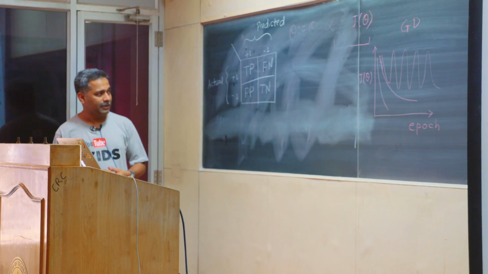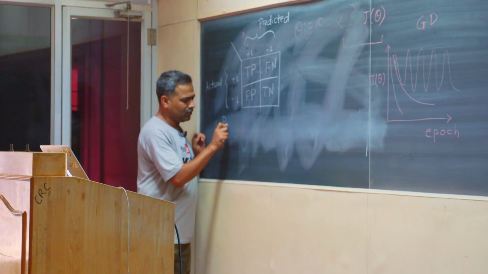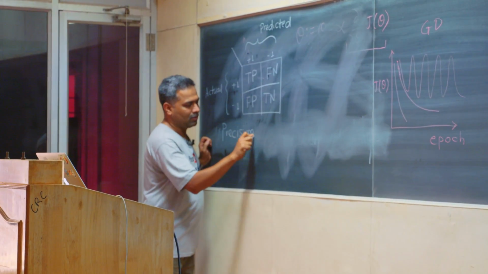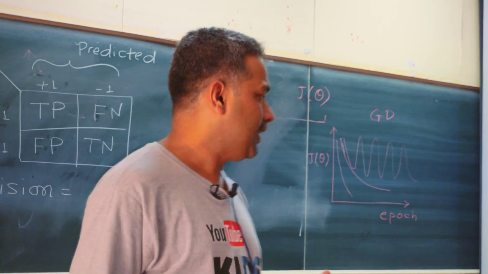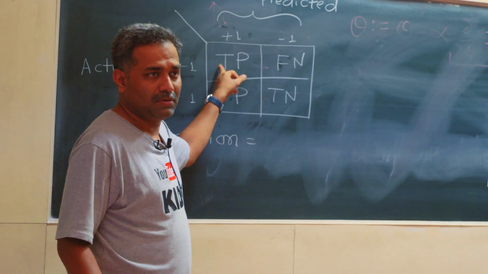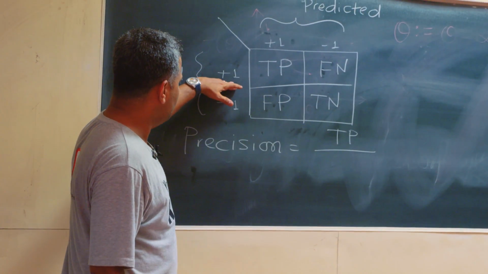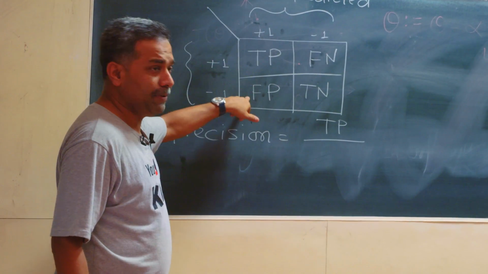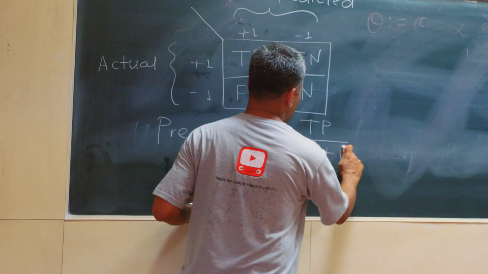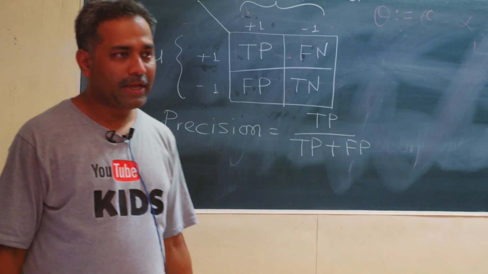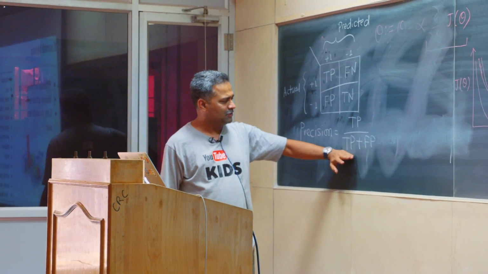Okay? And from this matrix, there are a bunch of statistics that are derived. One is precision. Right? What is precision? How precise am I with my, let's say, label of +1? Right? So predicted are true positive, and how many of them are predicted as plus 1, Tp plus Fp, right? So Tp by Tp plus Fp is my precision. Okay? This is the percentage of plus 1 that are correct.